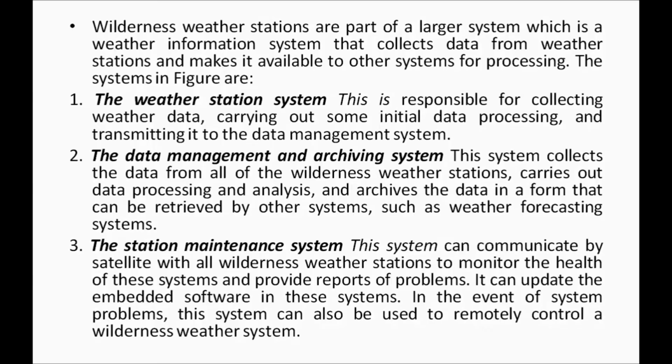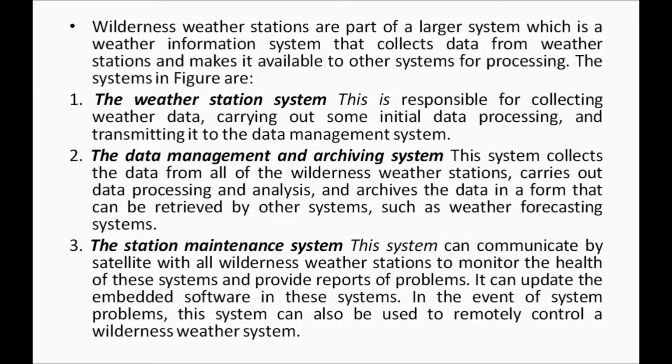To predict the weather, you need some old data, right? That's why you can use this data for future predictions, and other new weather stations can use this data, right? Getting, guys? And the last thing, the station maintenance system. This system can communicate by satellite with all the weather stations. Because if a station is not working properly, if any problem arises, the station maintenance system is responsible for correcting that.